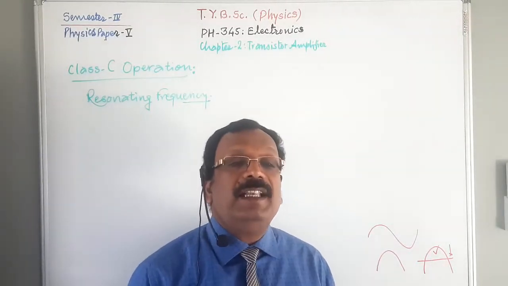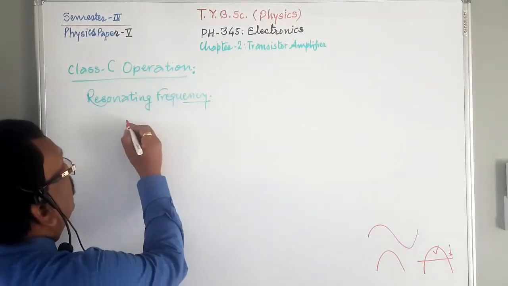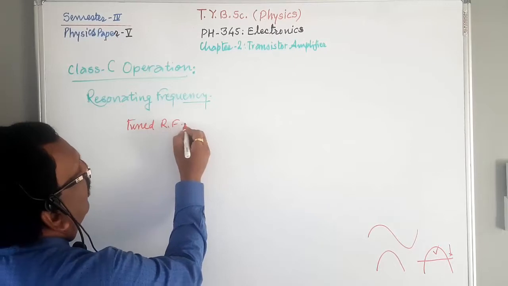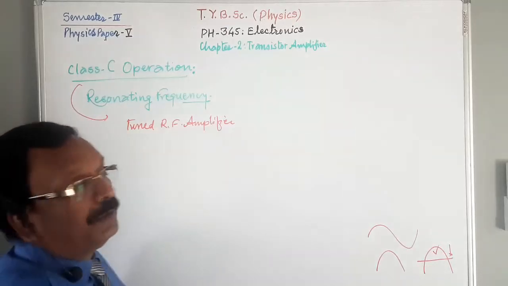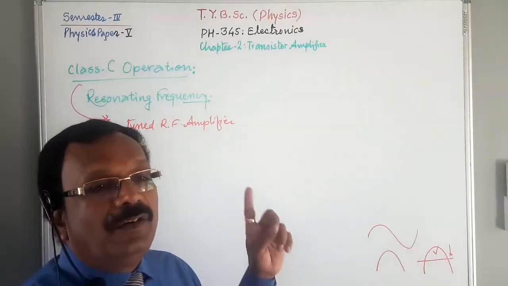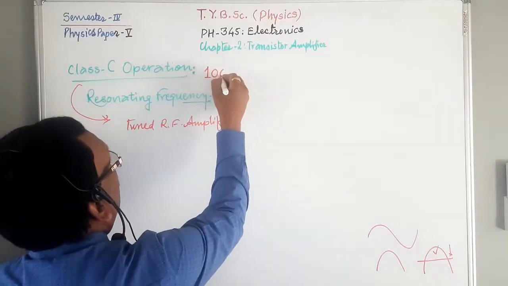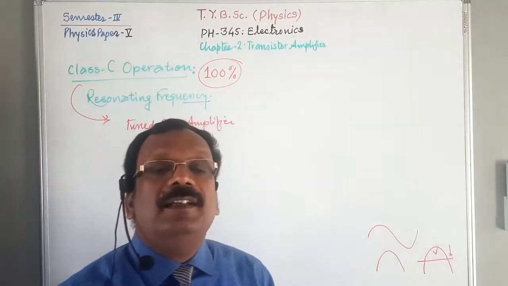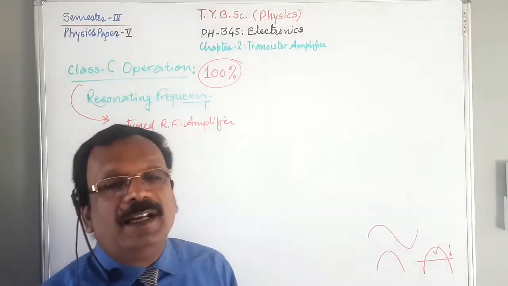So the class C amplifier is used with a tuned RF amplifier. The maximum efficiency of a tuned class C amplifier is 100%. This is a very notable thing. Class A has 25%, class B has 78.5% efficiency, and class C has 100% efficiency.